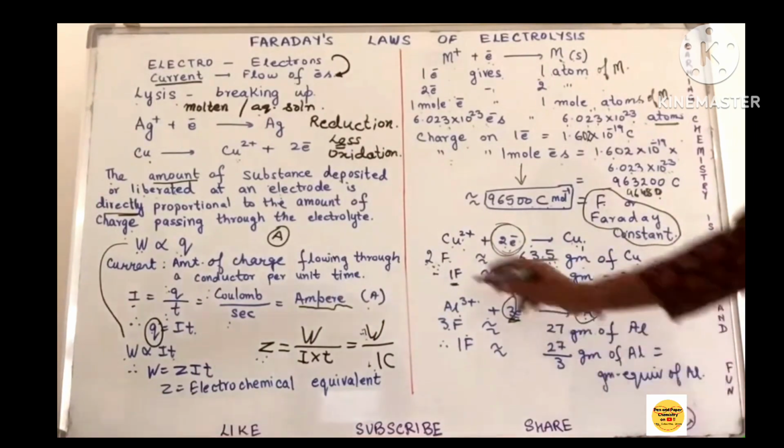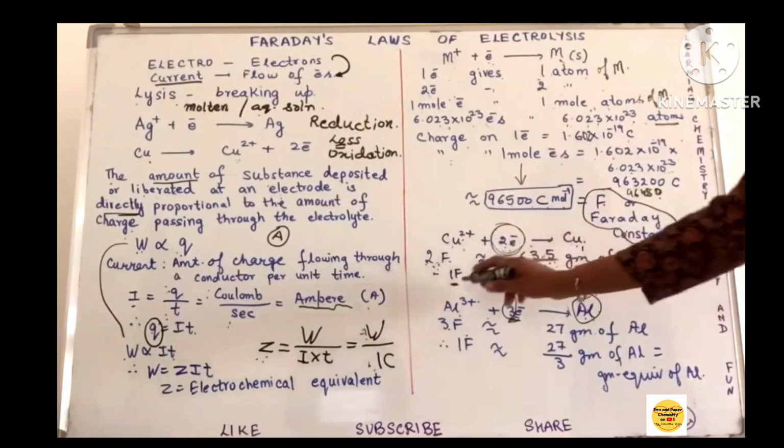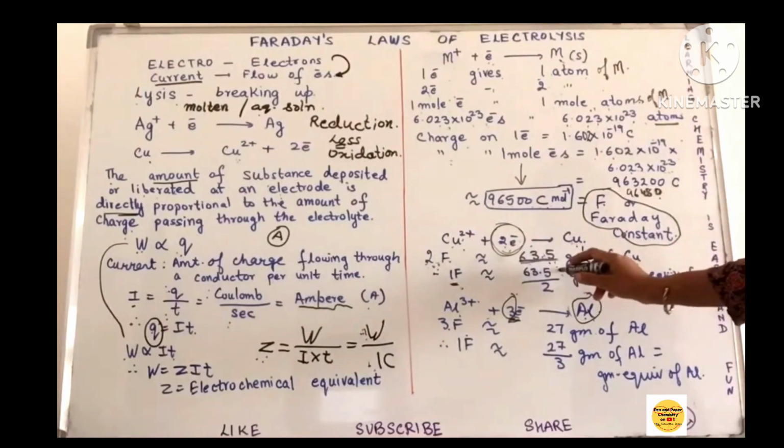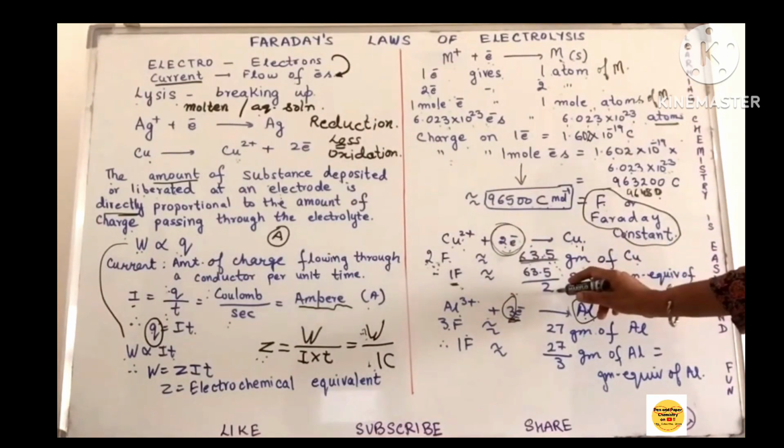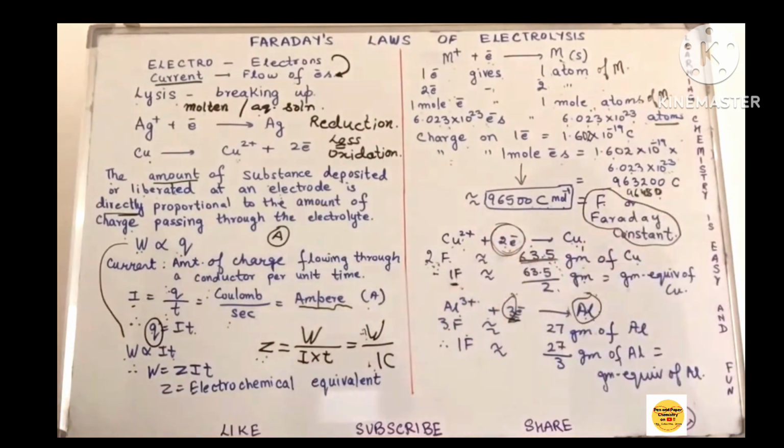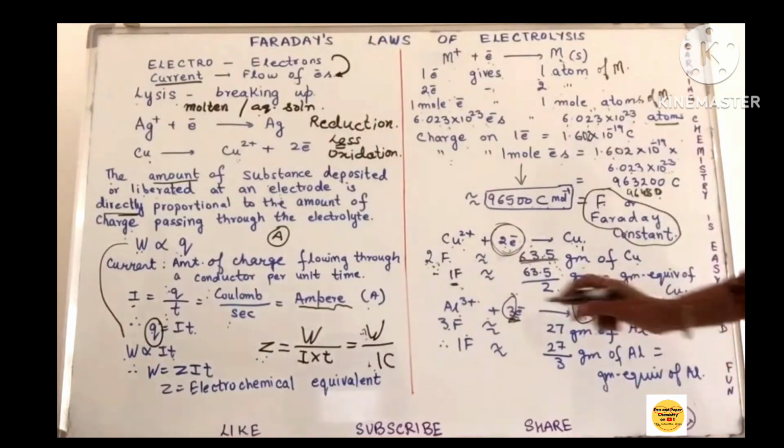Simple unitary method. 2 Faradays, this much. So 1 Faraday, how much? 63.5 divided by 2. Right? So that's the mass of copper being obtained if you pass 1 Faraday of charge.